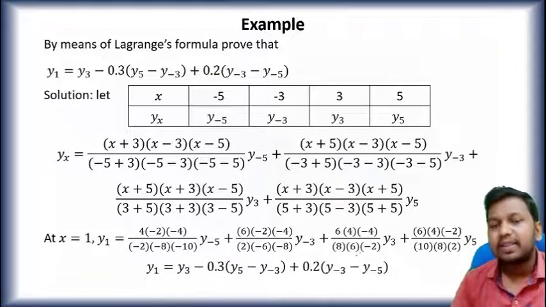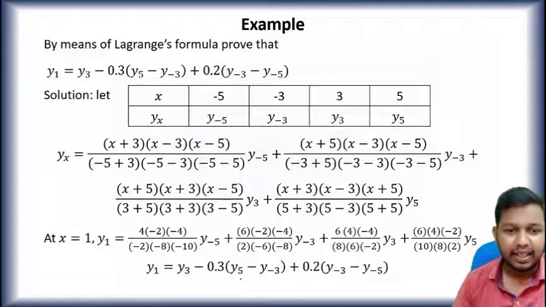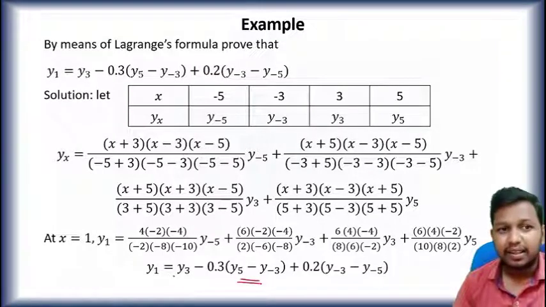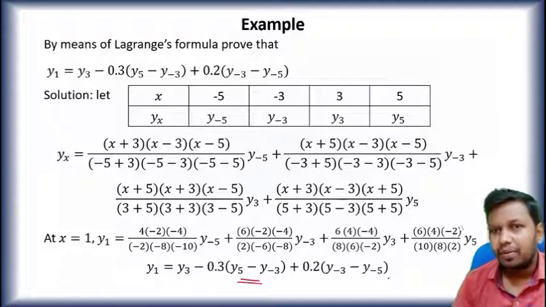On complete simplification, we get the required answer, that is y1 is equal to y3 minus 0.3 into (y5 minus y3) plus 0.2 into (y3 minus y minus 5).